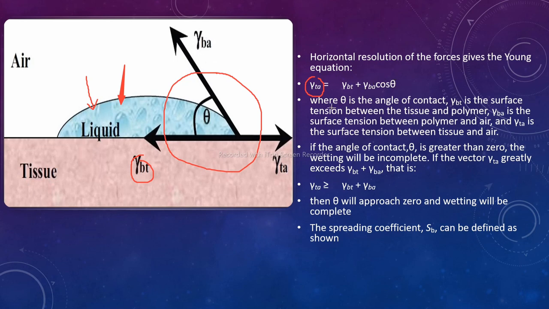Now this theta angle, we are talking about the contact angle. Just remember here, we are talking about the contact angle, which is related to wetting. That's why the theory is called wetting theory. How wetting is going to happen is totally based on the contact angle. So this theta is the angle of contact. This is the contact angle.